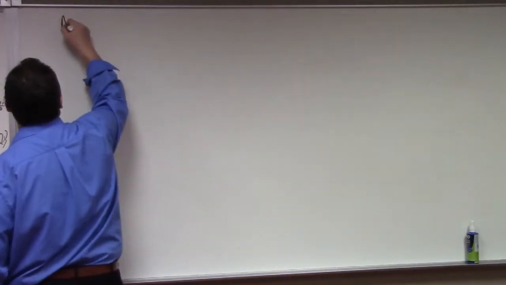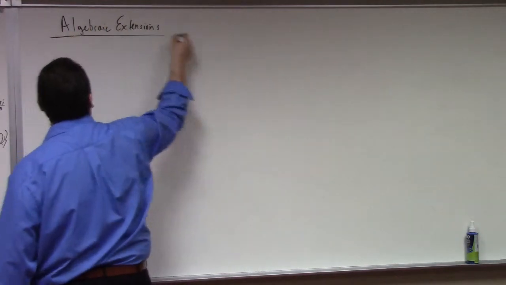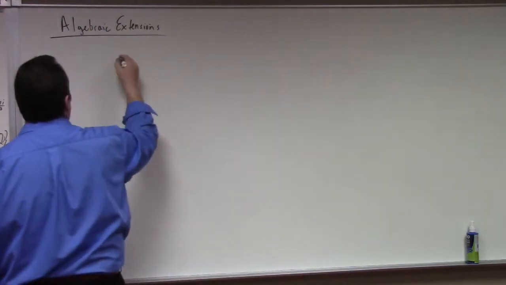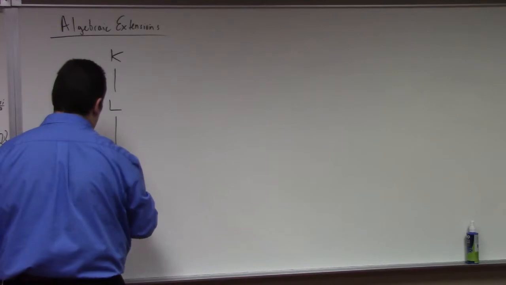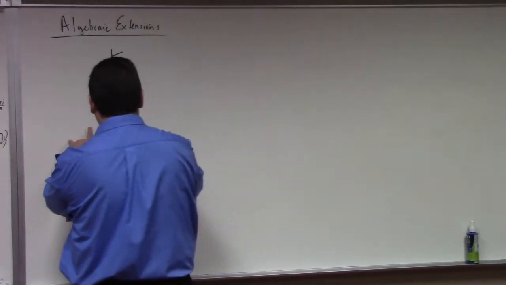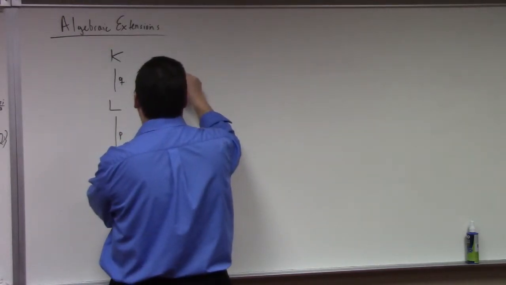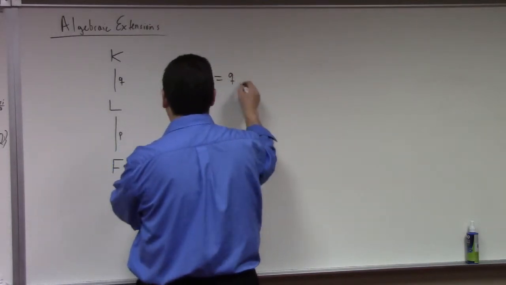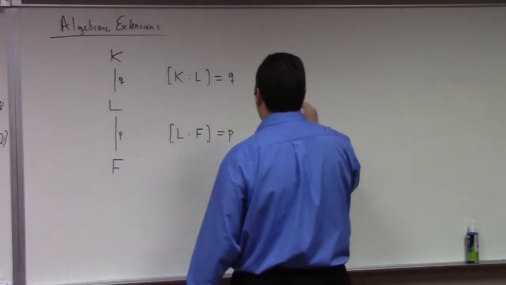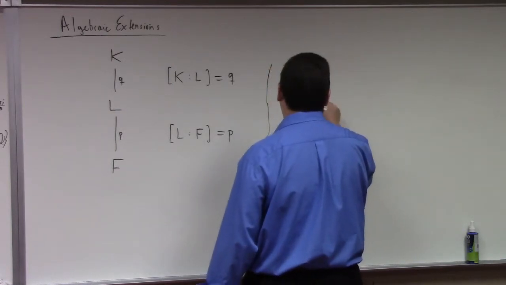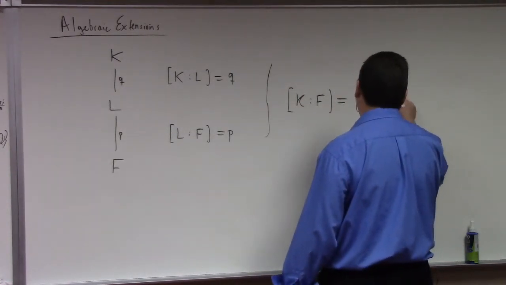So, the next section is on algebraic extensions. All right, that's what's up next. So some high points there. If we have K over L over F, suppose that the degree of K over L is equal to Q, and suppose that the degree of L over F is P. Then you put this together, the degree of K over F is what? P times Q, because we have this calculation.